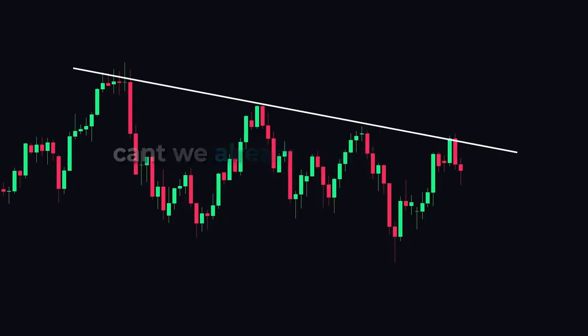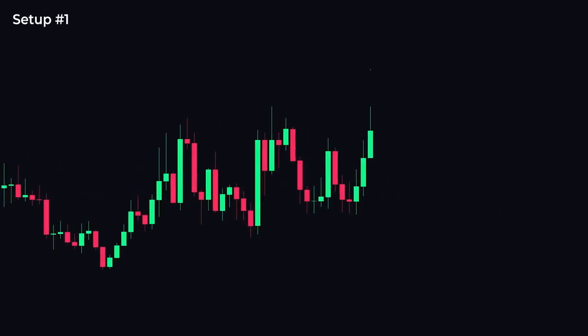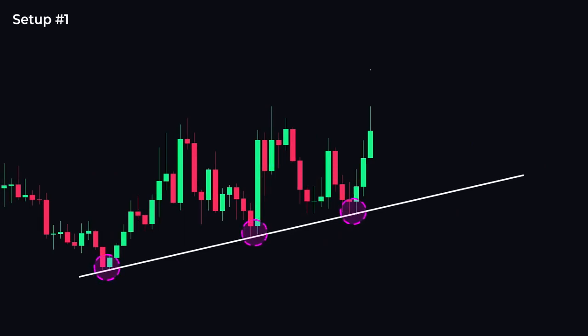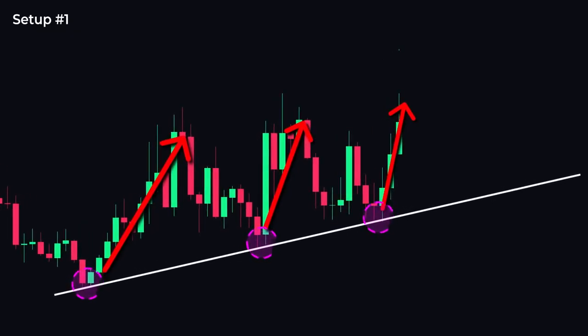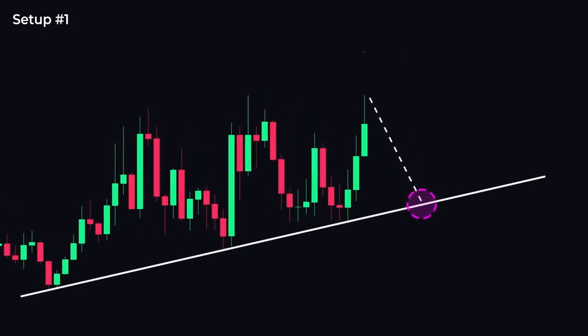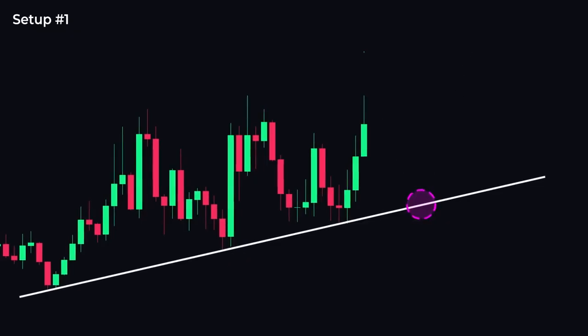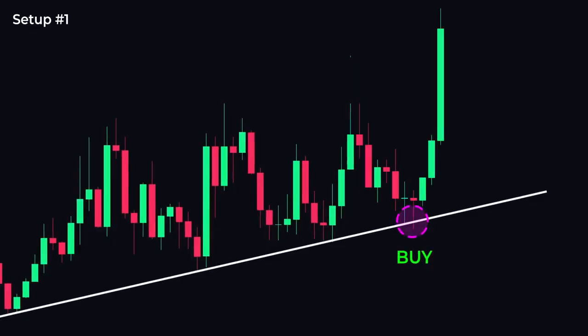The answer is simple. Trend lines do more than just show the trend. They also help us spot trade setups that we otherwise wouldn't have spotted if we looked at the charts with the naked eye. For example, in this chart, we've applied a trend line by connecting the swing lows. Now, notice that in the past, price tends to bounce off the trend line every time it touches it. This tells us that in the future, if price ever approaches the trend line again, there's a high probability that we can expect another bounce. So, a possible trade setup here would be to take a buy trade if price retraces to the trend line.